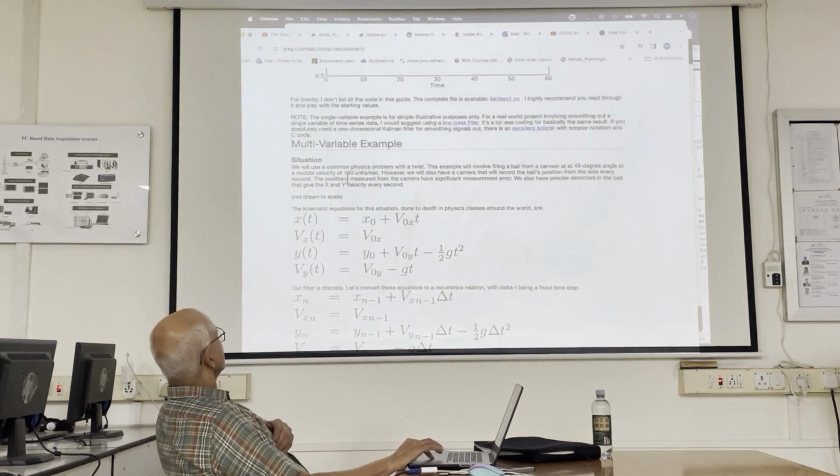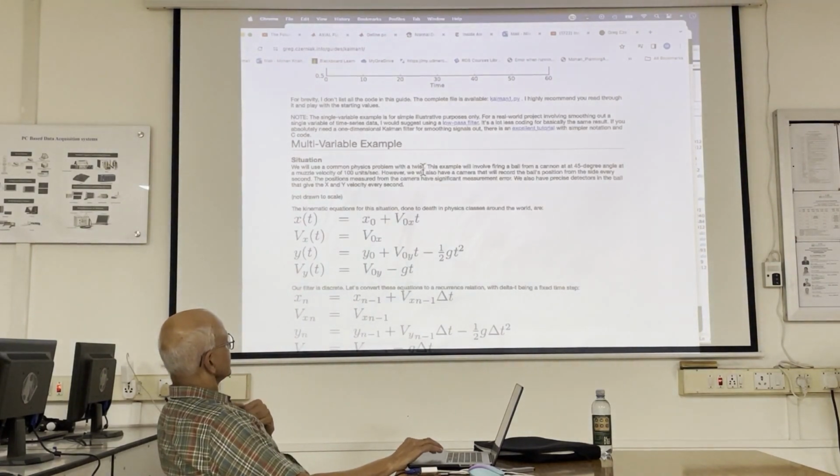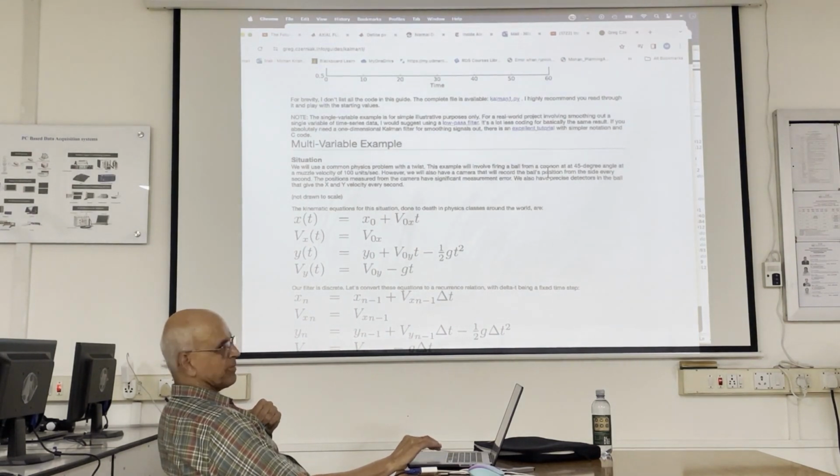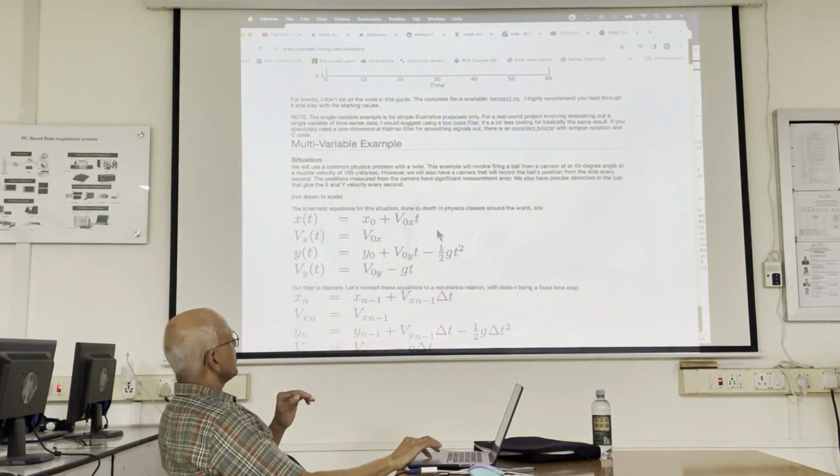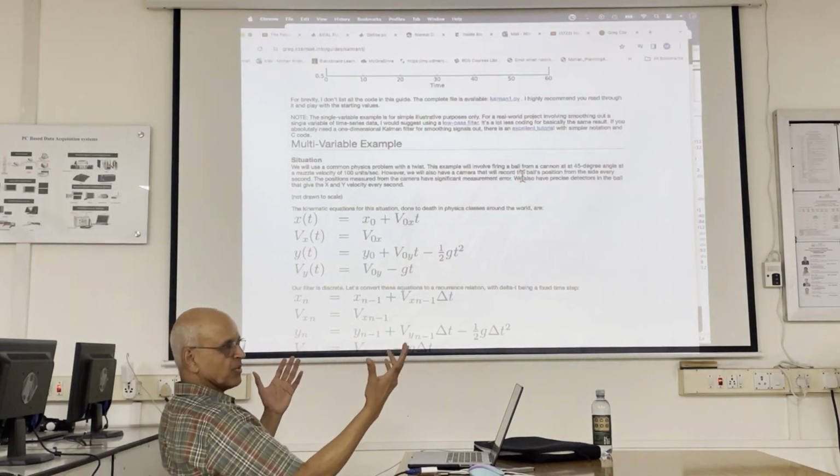Here it is. We'll use a common physics problem with a twist. This example will involve firing a ball from a cannon at a 45-degree angle at a muzzle velocity of 100 units per second. However, we'll also have a camera that will record the ball's position on the side every second. So that's your perception update. You have a model for the fired cannonball, but you also have a camera like a GPS or whatever you want to call it.